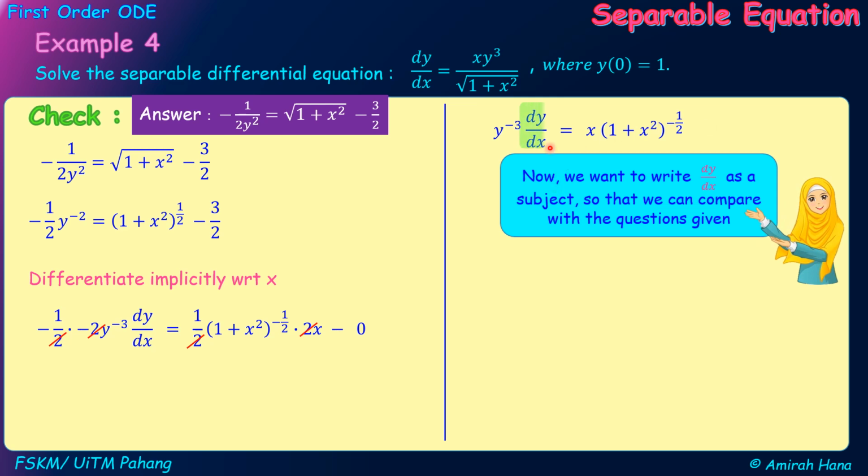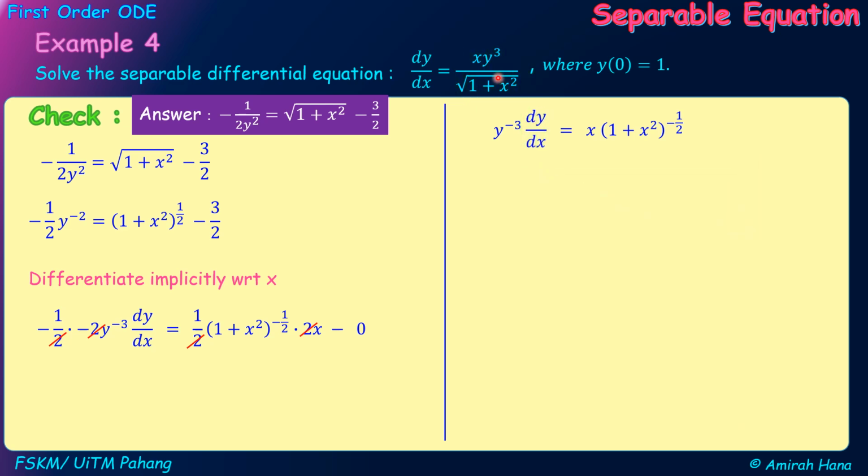Right now, we want to write dy over dx as the subject, so we can compare with the given question. From here, we can move down y to the power of negative 3, so we get 1 over y cubed using the properties of indices. And then dy over dx equals x. We can move down the bracket to the power of negative half using the properties of indices, so we get over bracket 1 plus x squared to the power of positive half, and to the power of positive half means square root.